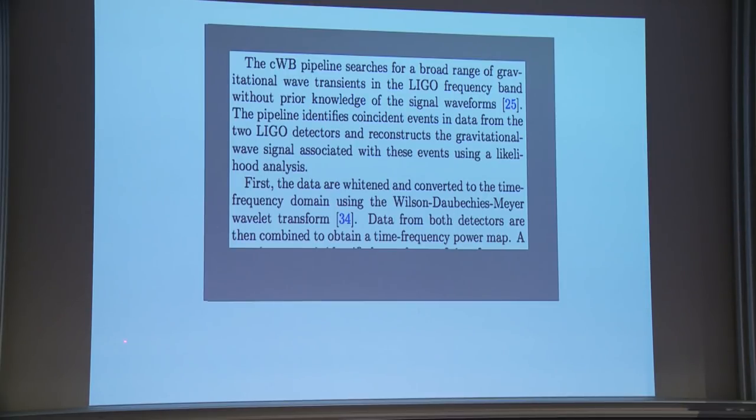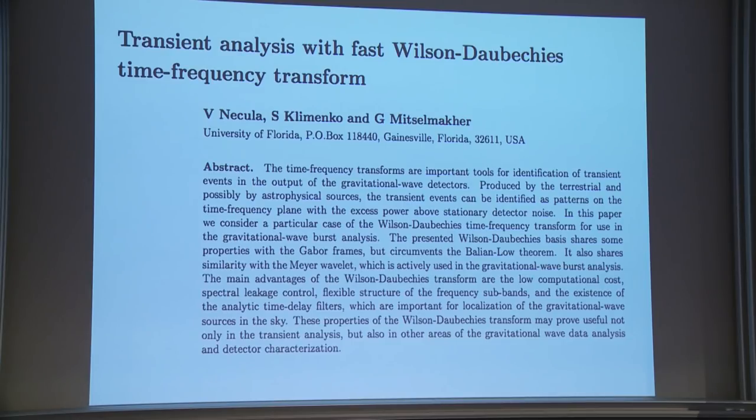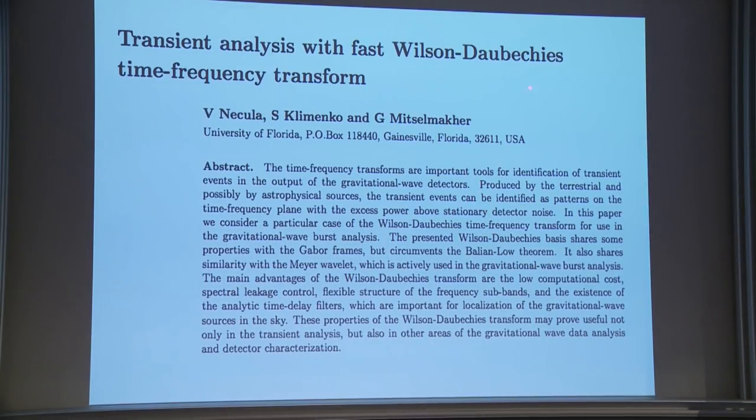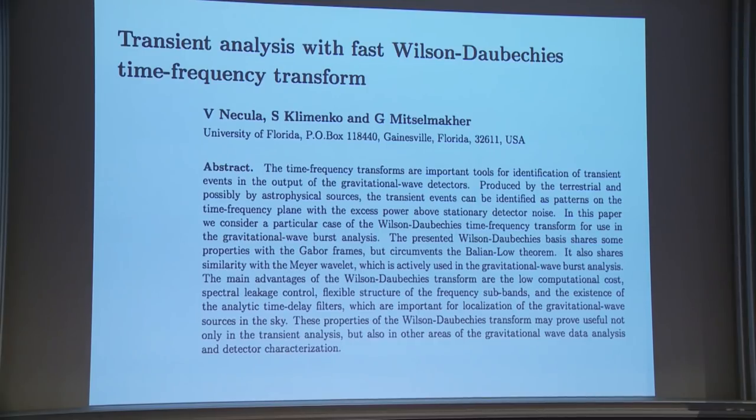Wilson, Daubechies, Meyer wavelet transform. Now, they're not wavelets at all, to begin with. I was surprised by this juxtaposition of names, but it's explained by the fact that reference 34, given here, is this paper. And they give a special time frequency transform, and they say it shares some properties with Gabor frames. It circumvents the Balian-Low theorem, which we saw last time, and it also shares a similarity to Meyer wavelets. And so that's why the name Meyer got attached to it. So that's the connection with gravitational waves.